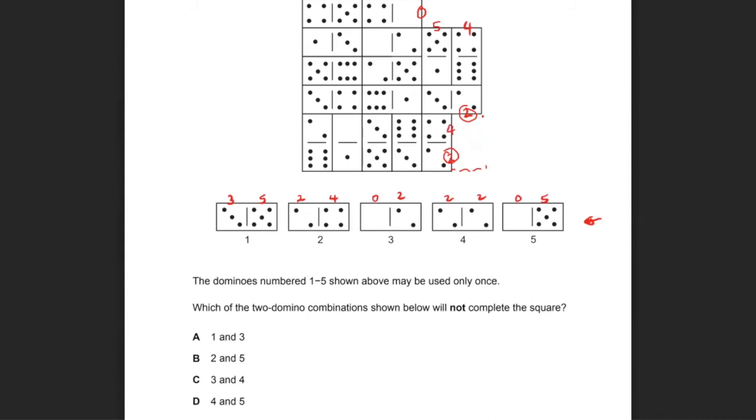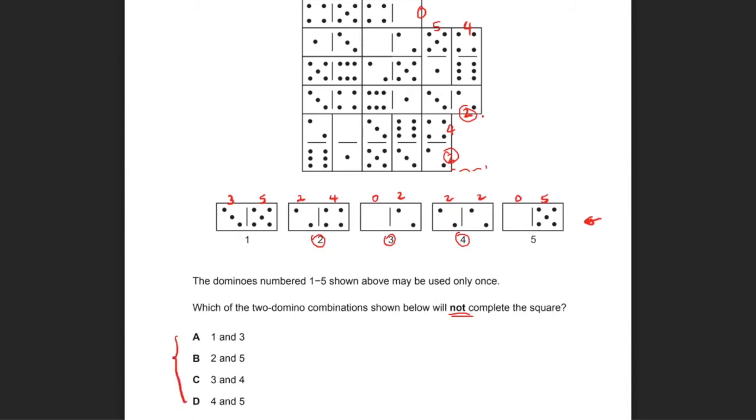But remember, the question's asking us which one of the following combinations will not complete the square. So we should be looking for an answer option from A to D that contains a tile with lots of 2s. Well, one that really springs to mind is this one here, right? Domino number 4 has 2 2s, and domino number 3 has a 2 as well. And domino number 2 has a 2 as well, right? So looking through our answer options, which one of these would contain the most amount of 2s?